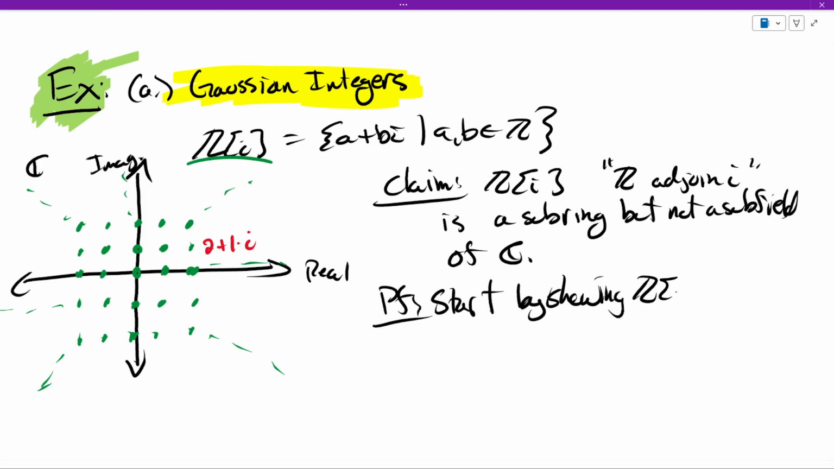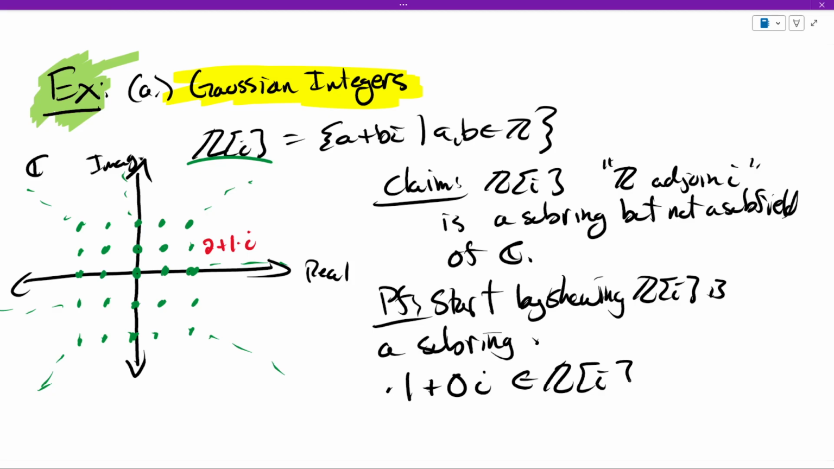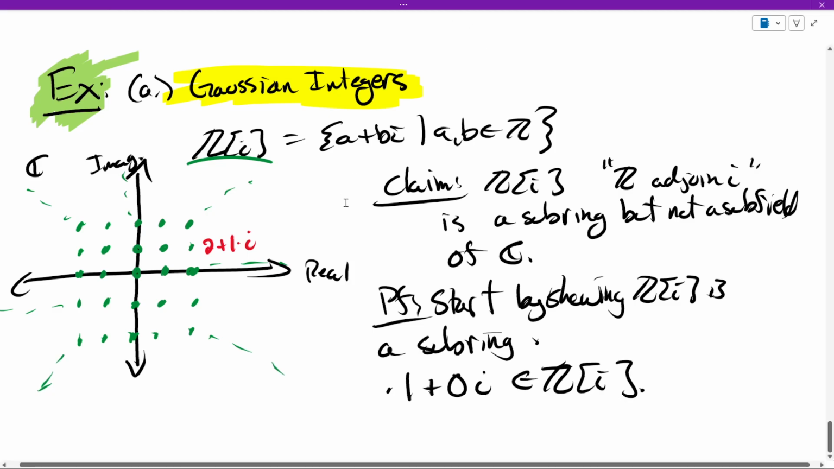Let's start with the subring. I'm going to start by showing Z adjoin i is a subring. What is the multiplicative identity in C? Well, the multiplicative identity is 1 plus 0i. Does it have integral real and imaginary parts? Certainly. All right, so we have 1. Fantastic.